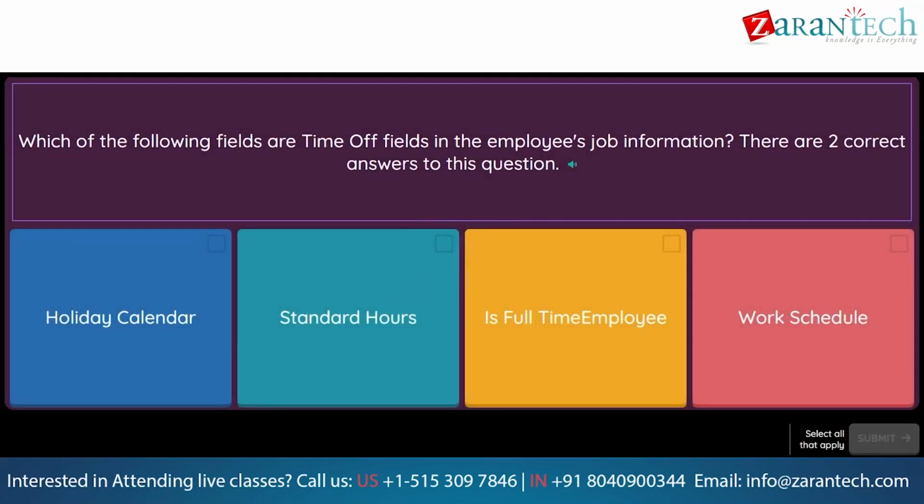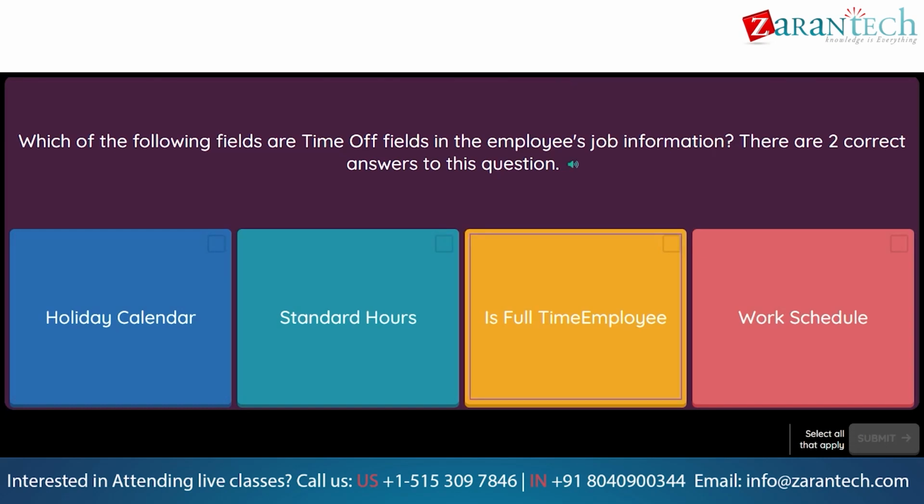Question: which of the following fields are time-off fields in the employee's job information? There are two correct answers to this question. Option 1, holiday calendar. Option 2, standard hours. Option 3, is full-time employee. Option 4, work schedule.